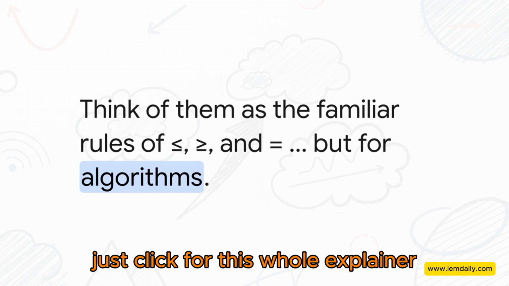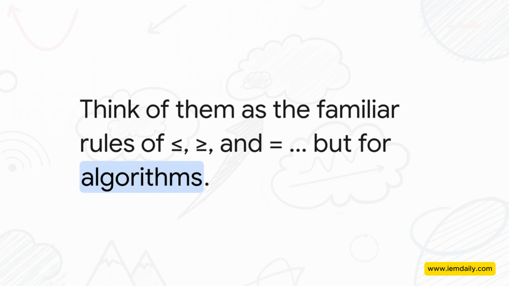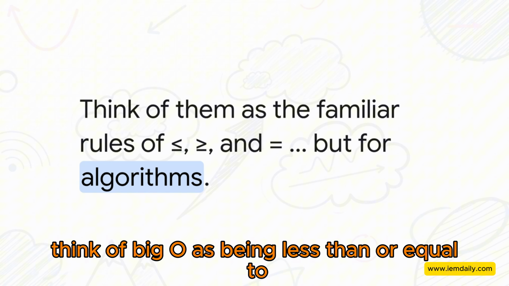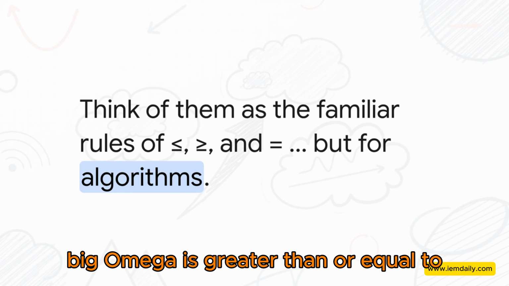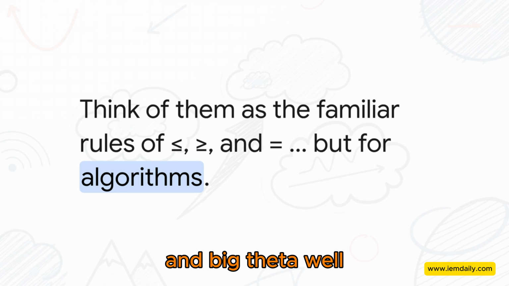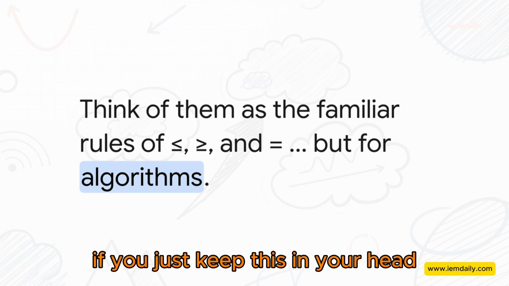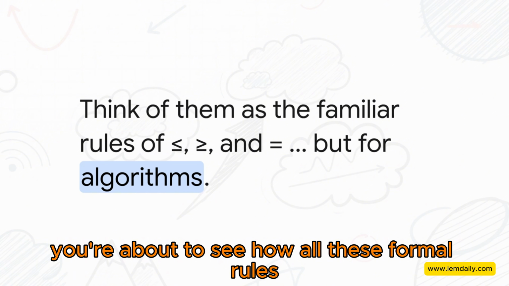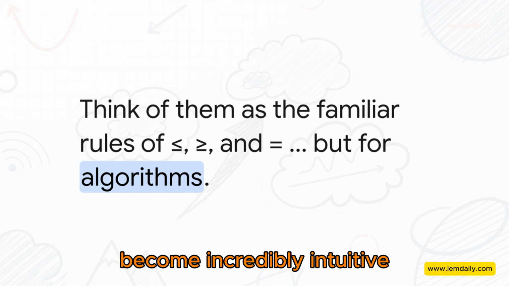For this whole explainer, let's use a really simple analogy. Think of big O as being less than or equal to, big omega is greater than or equal to, and big theta? Well, that's our equals sign. If you just keep this in your head, you're about to see how all these formal rules become incredibly intuitive.